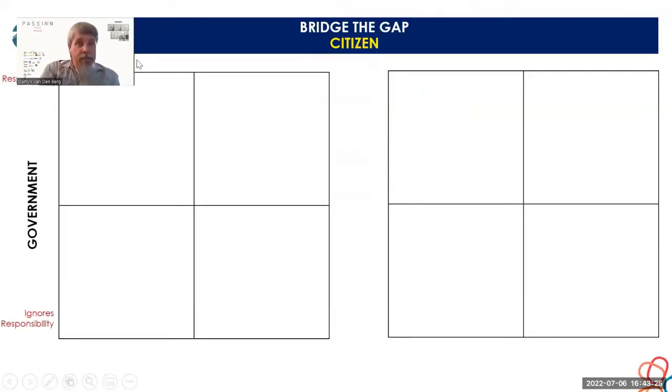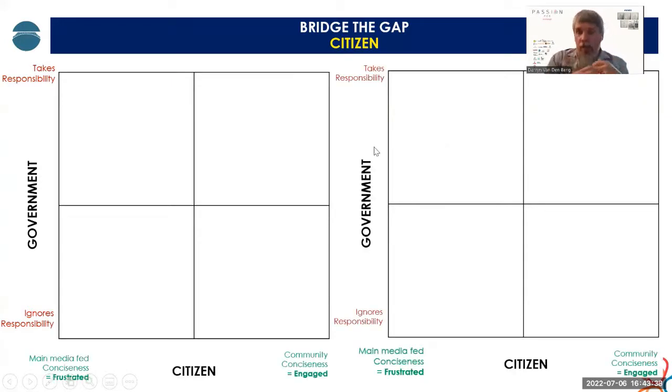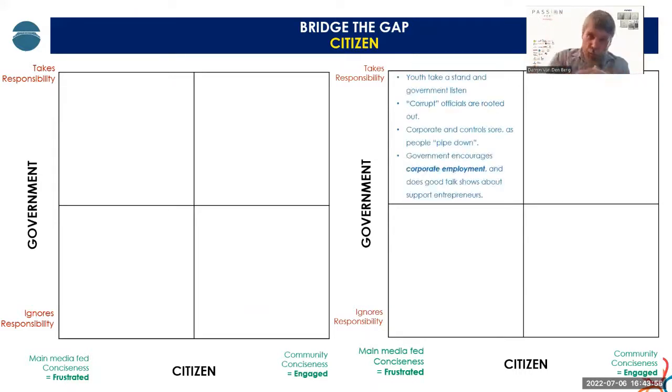So Bridge the Gap Citizen is a very interesting citizen. On the y-axis, you have government that takes responsibility, or the government ignores the responsibilities as a government within the country. On the bottom one, you have the citizen. So the mainstream media fed consciousness, which makes a frustrated citizen because you're only getting mainstream media. On the other side, you have a community consciousness, which is an engaged citizen. And this is kind of my understanding of what the scenario is about. So let's go through it.